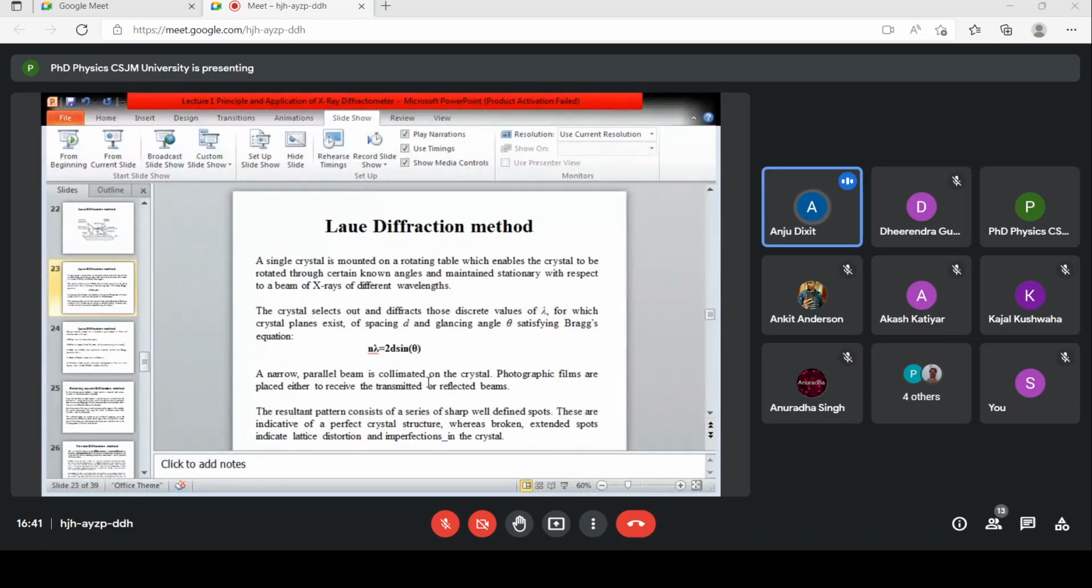So a narrow parallel beam is collimated on the crystal. Photographic films are placed either to receive the transmitted or reflected beams. So the resultant pattern consists of a series of sharp, well-defined spots. These are indicative of perfect crystal structure, whereas broken extended spots indicate lattice distortion and imperfections in the crystal.